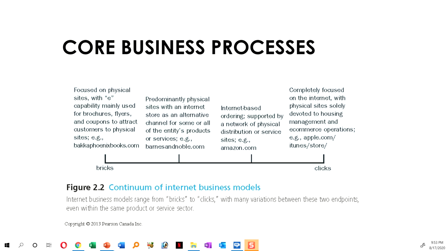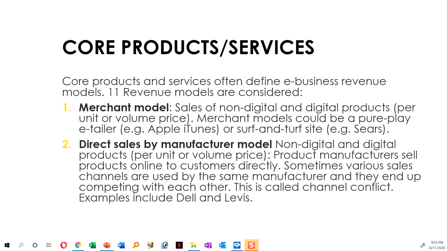And it looks something like this. Now, what's really important, and this is what you have to choose for your analysis that you have to do in groups on the company that you're going to choose, is that you have to choose one or more of the following products or services, which often define e-business revenue models. So here they are.